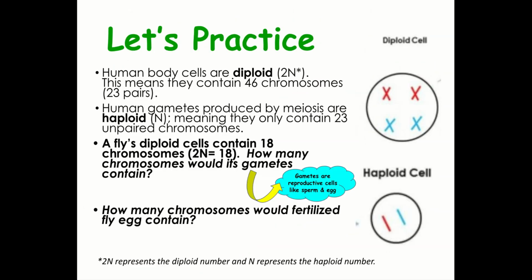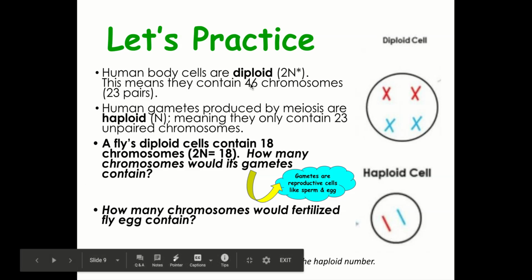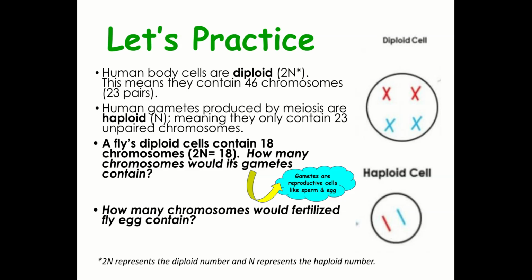So let's practice a question that you might see on the homework. Human cells are diploid. That's abbreviated as 2N, and this means that they contain 46 chromosomes, because that's 23 pairs, one from each parent. So human body cells are diploid. Human gametes produced by meiosis are haploid, meaning they only contain 23 unpaired chromosomes. So let's look at this practice question.